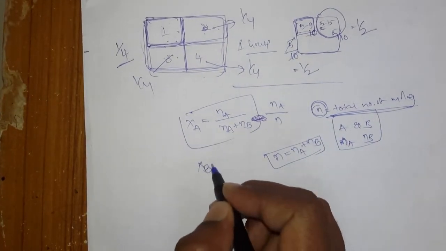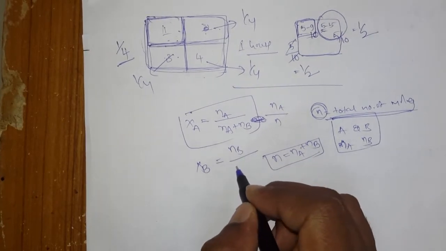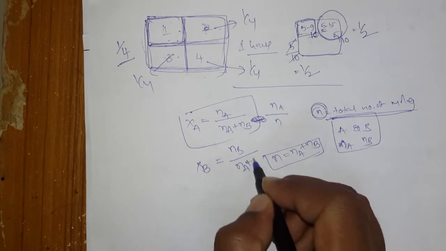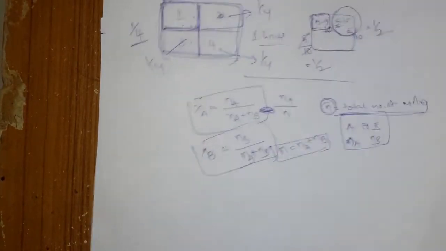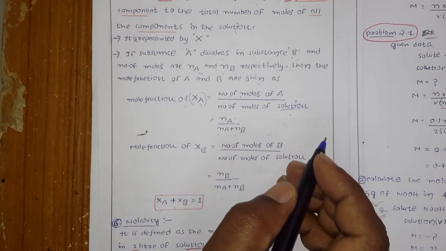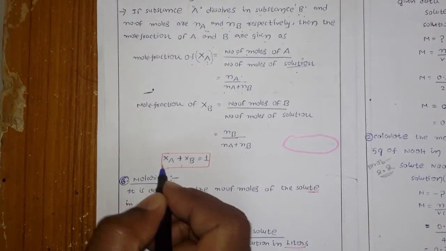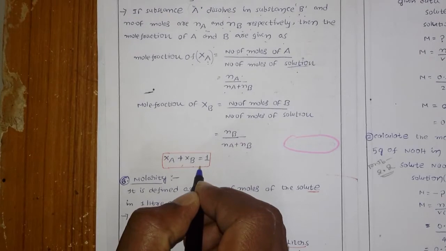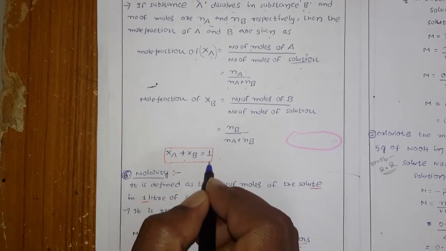Similarly, for Xb, the B component, that is the number of moles of B component divided by the total number, that is again the number of moles of A plus the number of moles of B. So be careful, there is no complicated logic here, only simple. The total number of moles is nothing but the sum of the number of moles of each component. But at last, the fractions, the total, you are making it 1. So whatever the fractions are, they should be equal to 1.